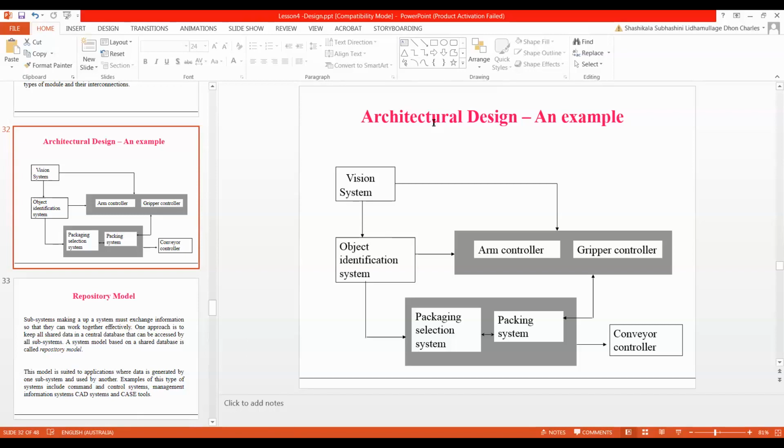Here, the subsystem is the object identification system. No need to think about anything other than what you have gained from the figure. Then the modules: arm controller, gripper controller, packing selection system, packing system. Then the conveyor controller is another module. You may put together the packing selection system and packing system, and when you put them together, it is called a subsystem.